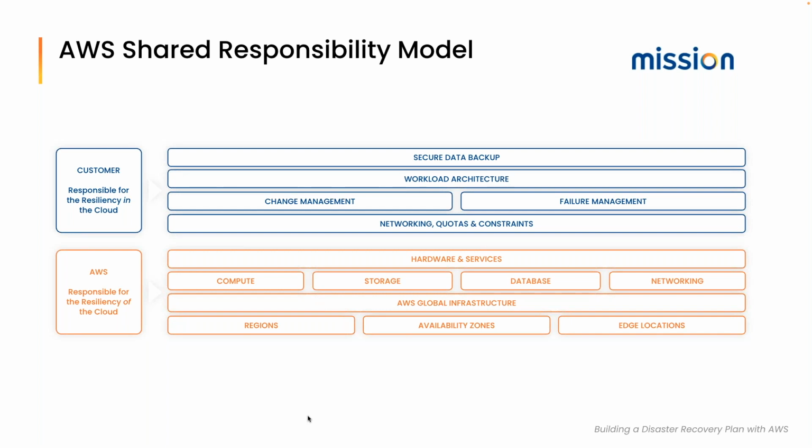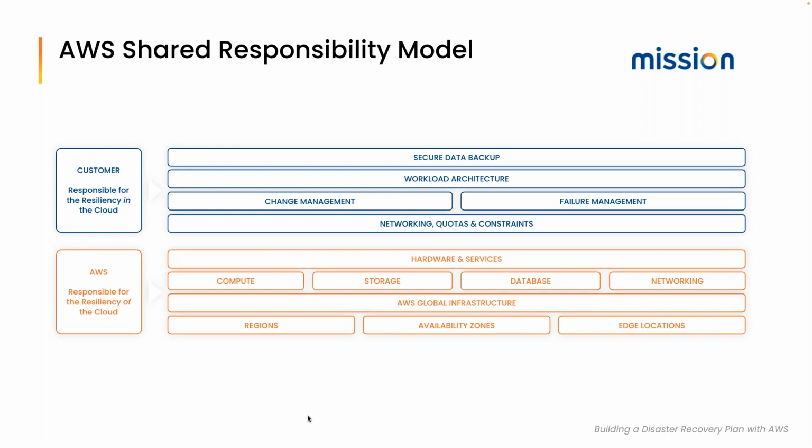AWS's responsibility is what we call resiliency of the cloud. AWS is responsible for resiliency of the infrastructure that runs all the services offered in the AWS cloud. This infrastructure comprises the hardware, software, networking, and facilities that run the AWS cloud services. So basically everything on the bottom of the screen there in orange.